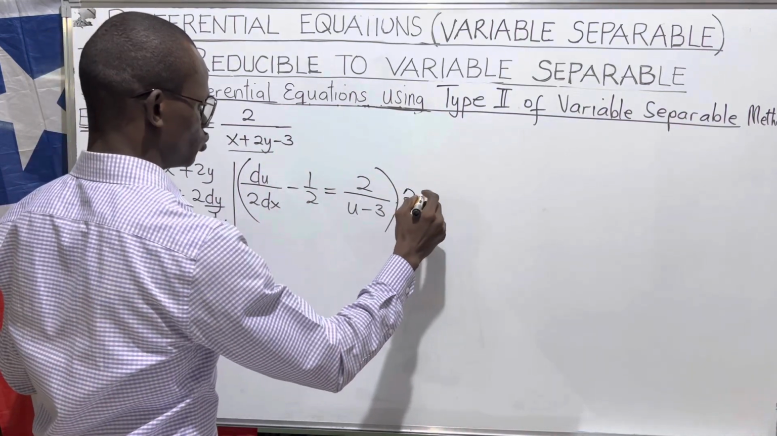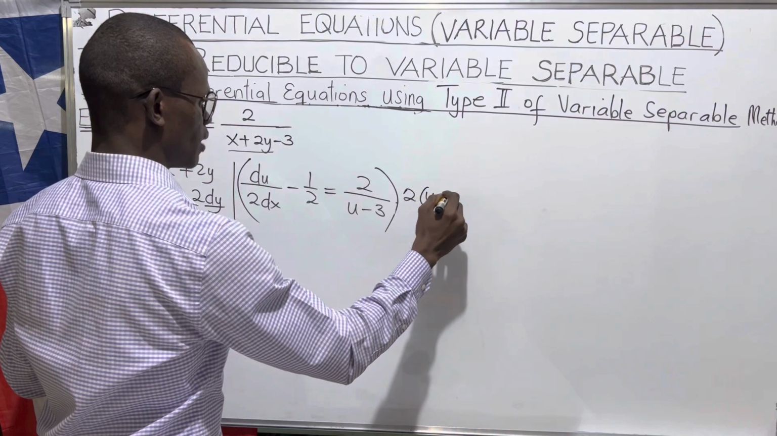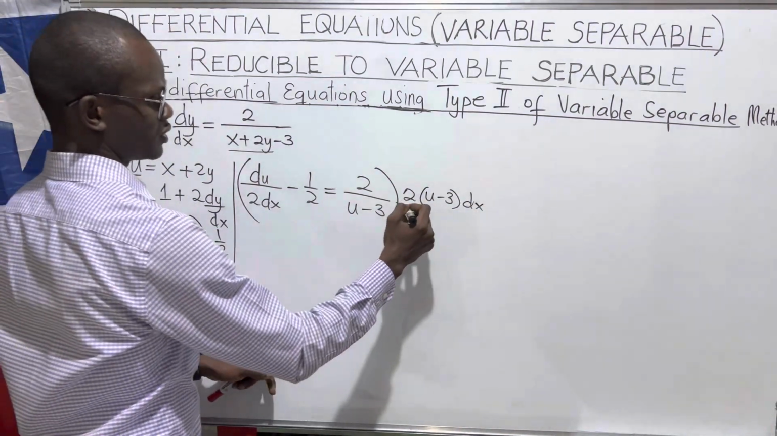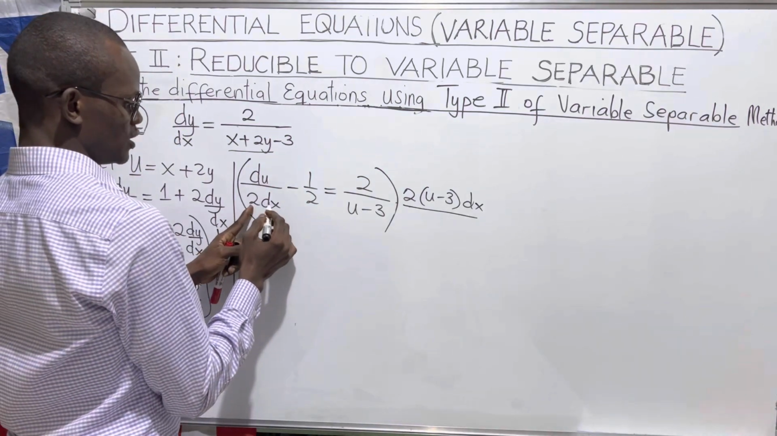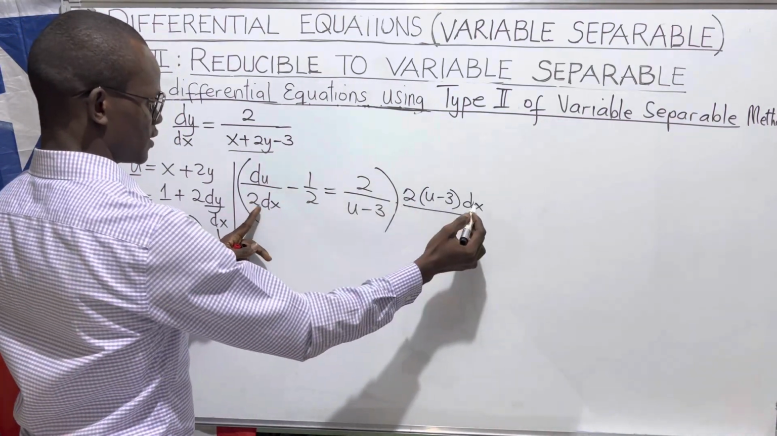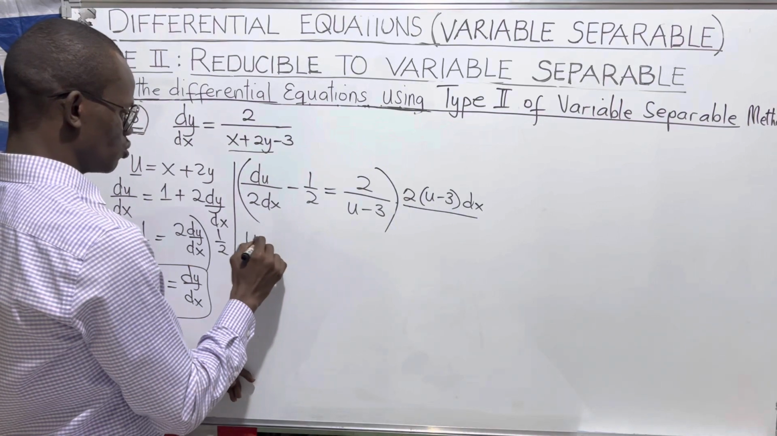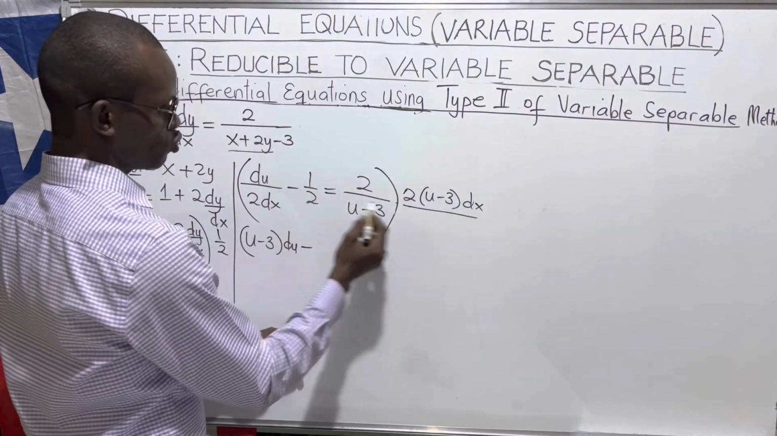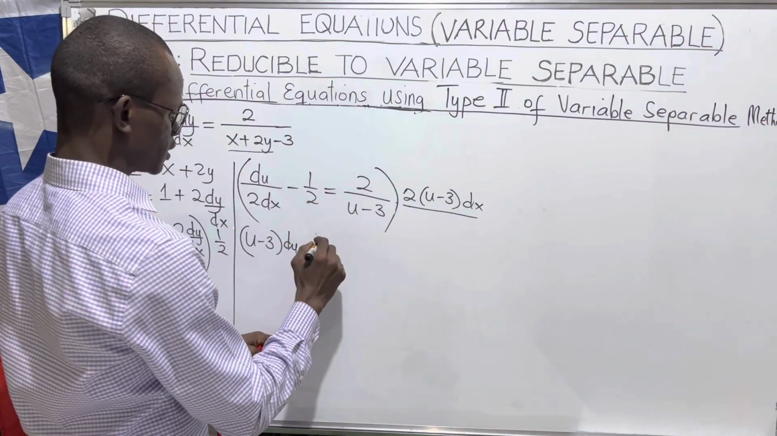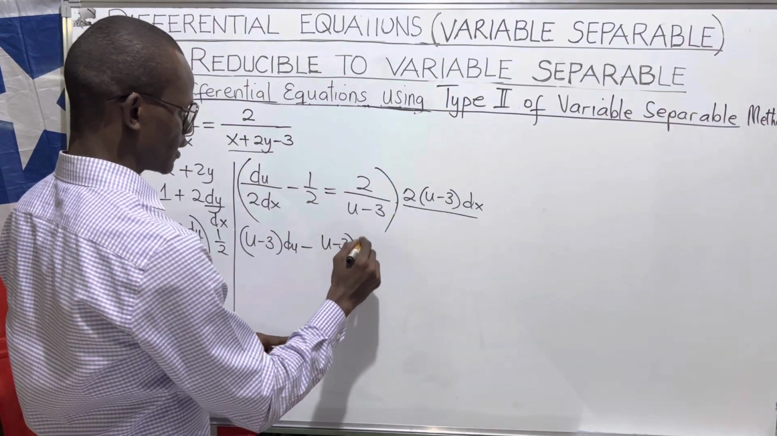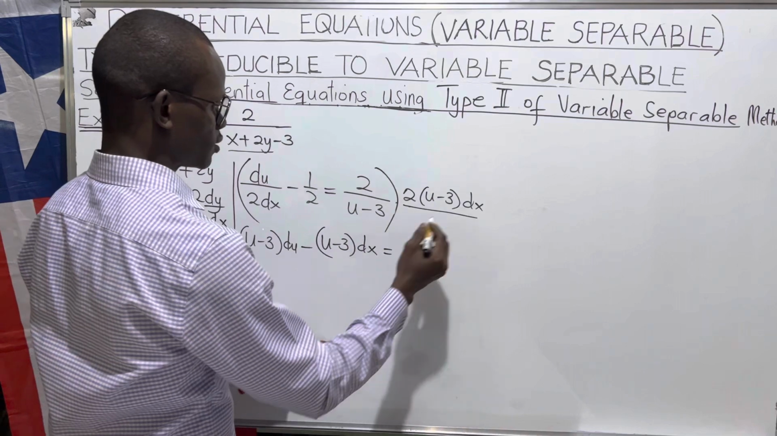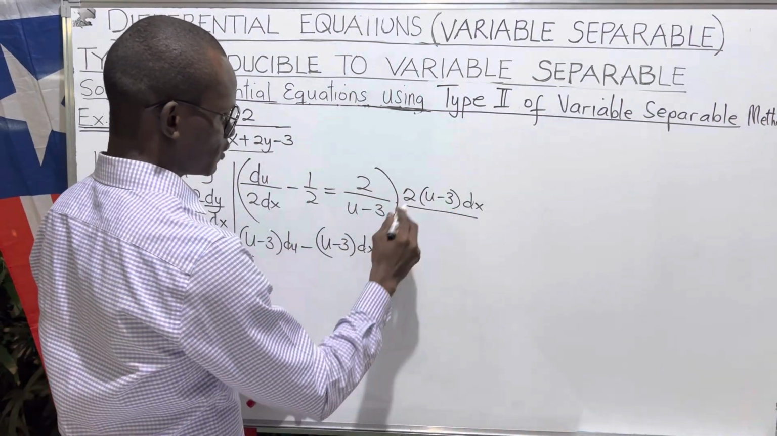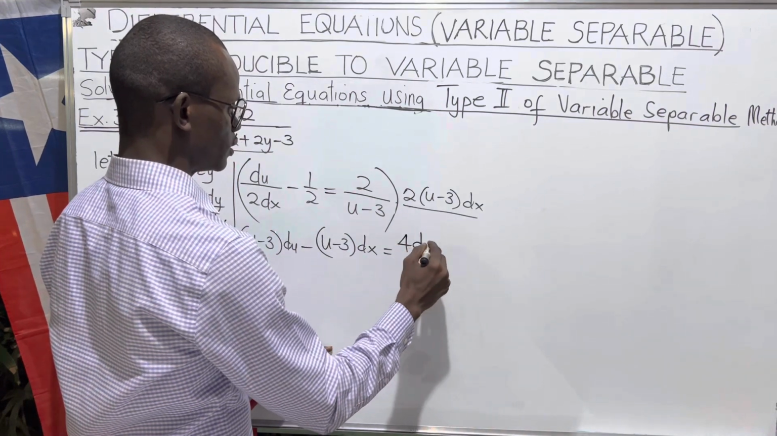So it's like saying 2 times u minus 3 times dx. Each of these denominators can go into this. 2 dx goes here, 2 and dx cancel. You'll be left with u minus 3 times u. Then 2 goes into this, 2 and 2 cancel. You're just left with u minus 3 dx equals. So u minus 3 goes into this, u minus 3 cancels, and you'll be left with 2 times 2 is 4 dx.